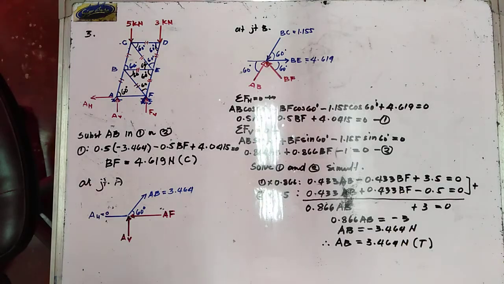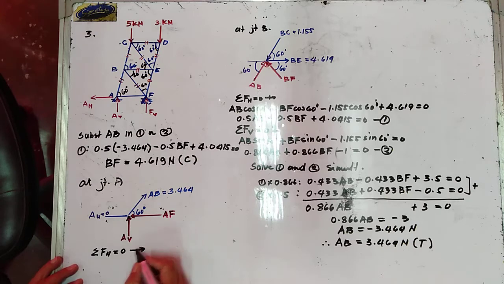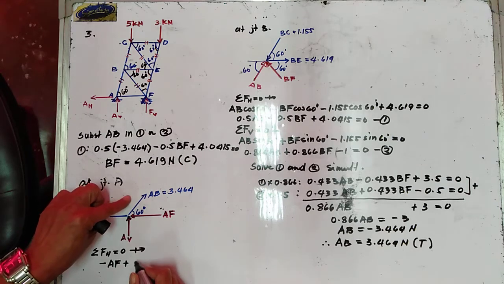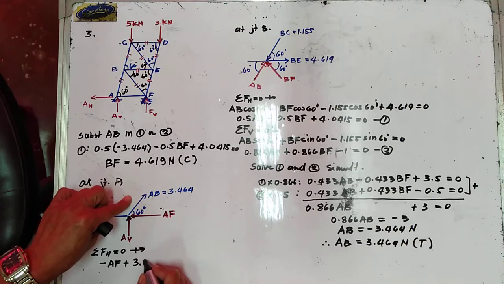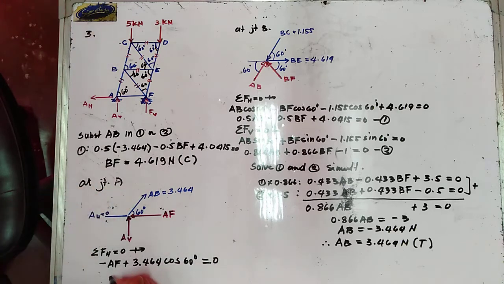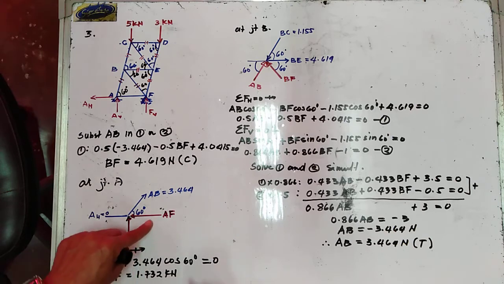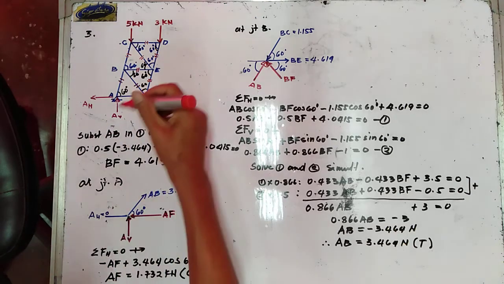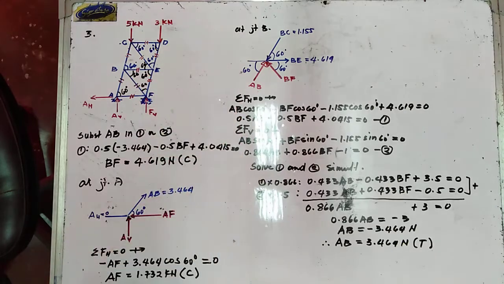Now, let us try to get summation of forces horizontal is equal to 0, to the right forces positive. So, minus AF plus the horizontal component of AB, and the horizontal component of AB is 3.464 cosine of 60 degrees, is equal to 0. So the value of AF is now equal to 1.732 kilonewtons. Again, we get a positive value, hence the assumed direction of AF is correct, and that is in compression.